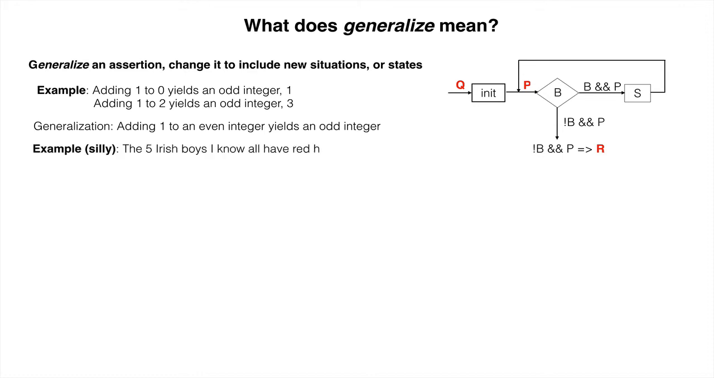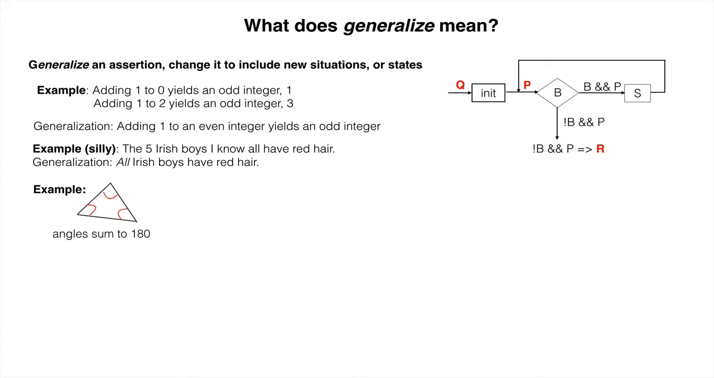The 5 Irish boys I know all have red hair. I generalize to all Irish boys have red hair. Here's a good example. Some mathematician knew that the sum of the angles of a triangle was 180 degrees.